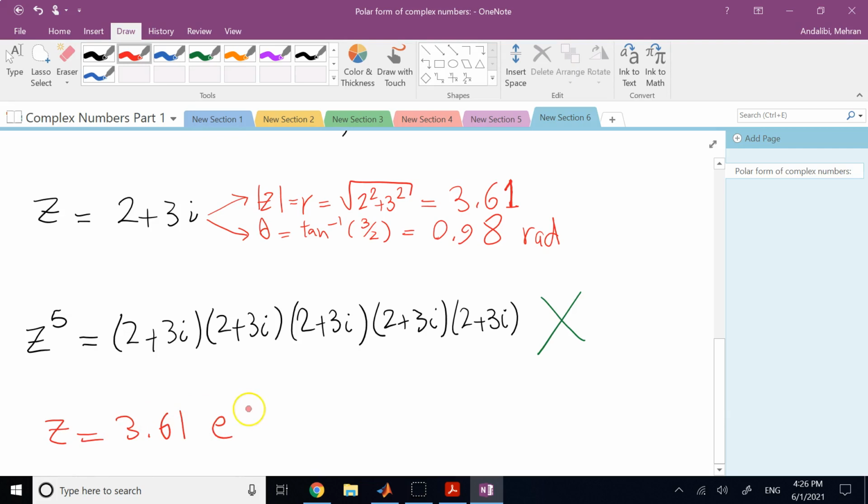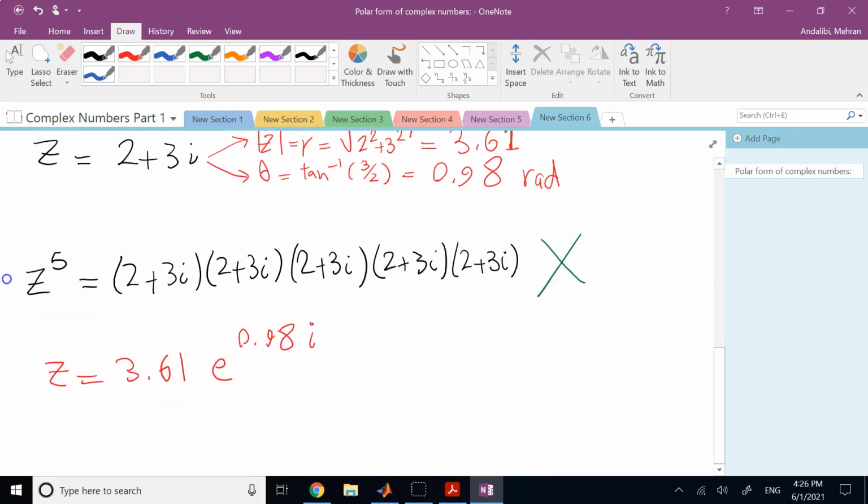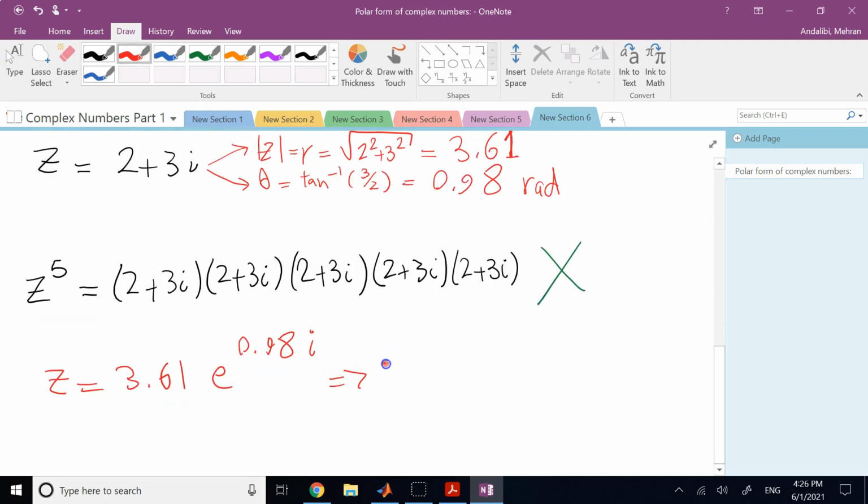So now I can write my z as 3.61 e to the 0.98 times i. And so when I want to raise z to the power 5, I raise this 3.61 to the power 5, and I multiply this angle theta by 5. If you want, you can write it that way, that's okay. And that's the result, done.